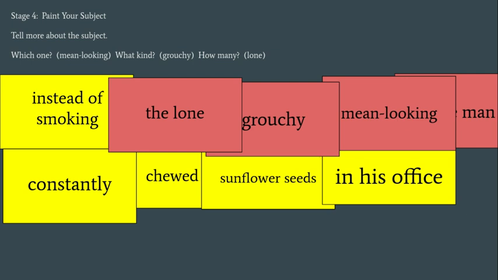Stage 4 is about painting your subject, telling more about the subject. Which one? The mean-looking man. What kind? The grouchy-looking man. How many? The lone man. So it becomes, instead of smoking, the lone, grouchy, mean-looking man constantly chewed the sunflower seeds in his office.